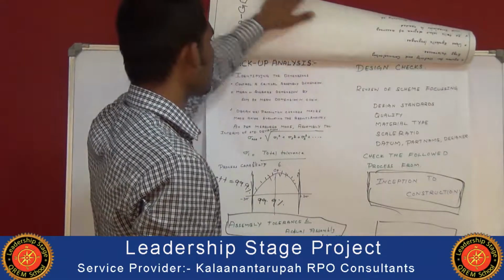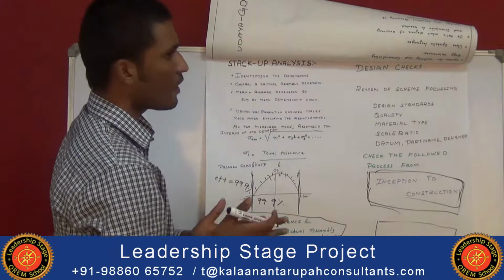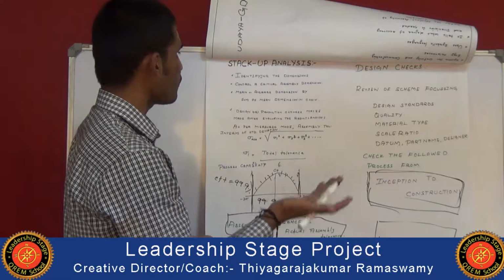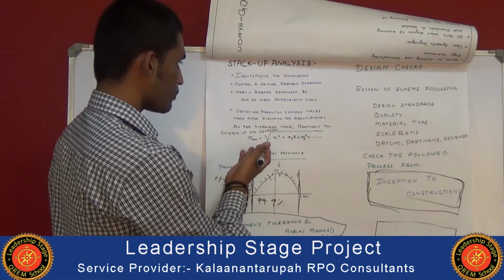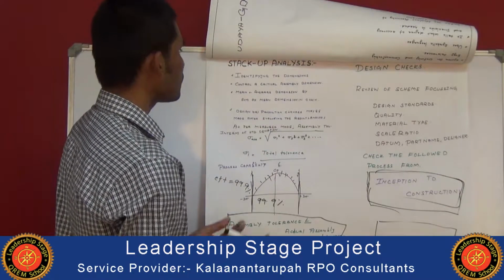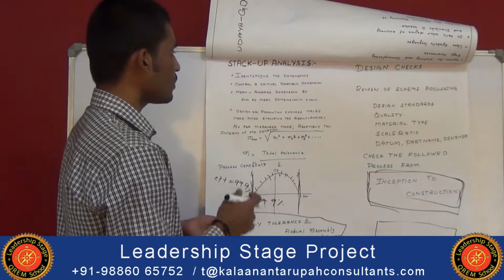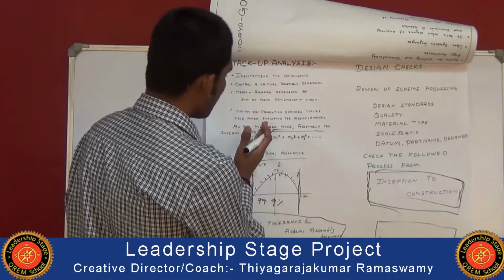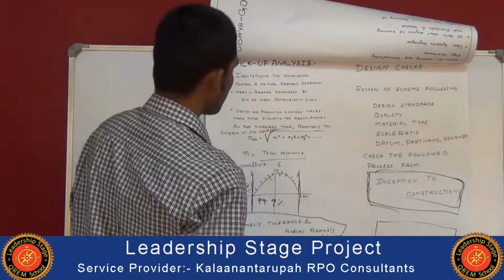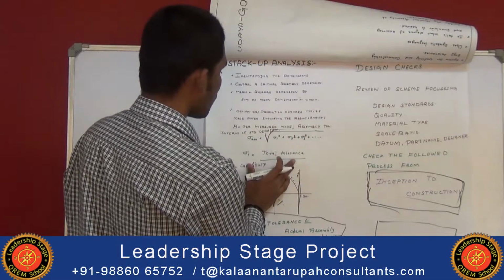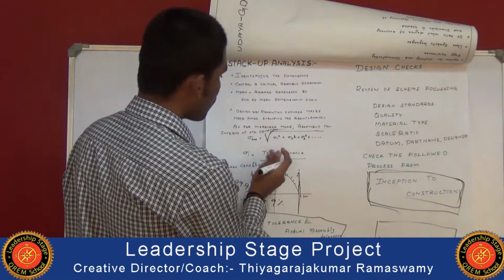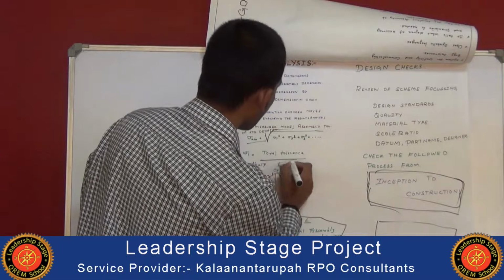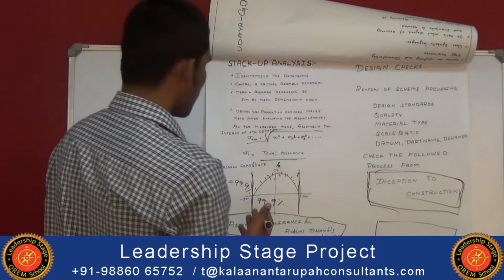Next one is stack-up analysis. Stack-up analysis is nothing but identifying the dimensions for the critical assembly, as well as the standard deviation for calculating the assembly tolerance. It is used to calculate the average dimension, that is the sum of the mean dimensions. Generally, the formula used in stack-up analysis is sigma assembly equals the square root of sigma 1 squared plus sigma 2 squared plus sigma 3 squared. Once we calculate the sigma values, we calculate the standard deviation, that is sigma 1 equals total tolerance divided by 6. By using this formula, we calculate the standard deviation.